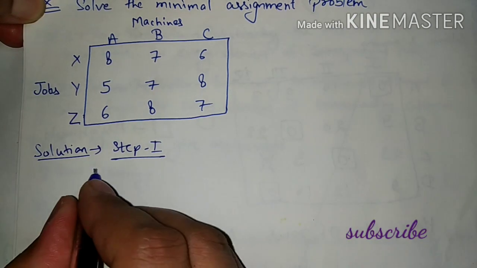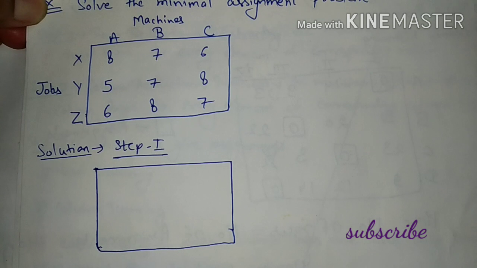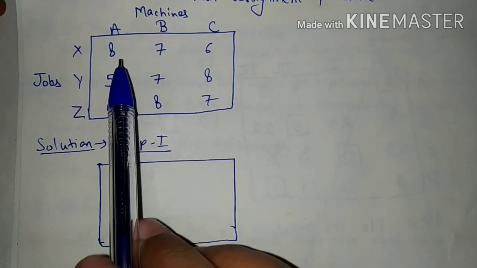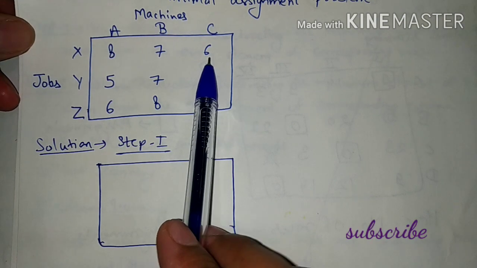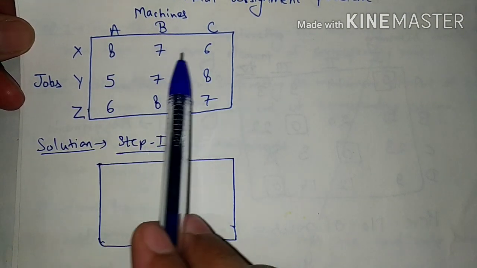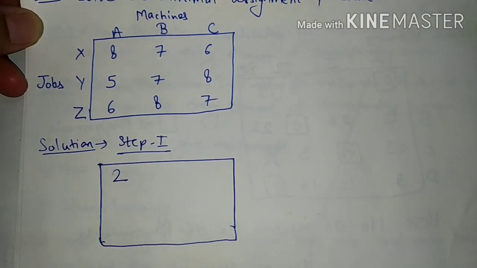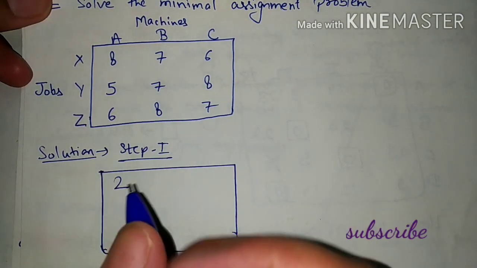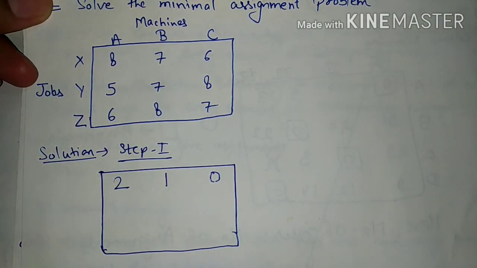Step number 1. In row 1, the smallest element is 6. So let us subtract 6 from each element of row 1. 8 minus 6 equals 2, 7 minus 6 equals 1, and 6 minus 6 equals 0.